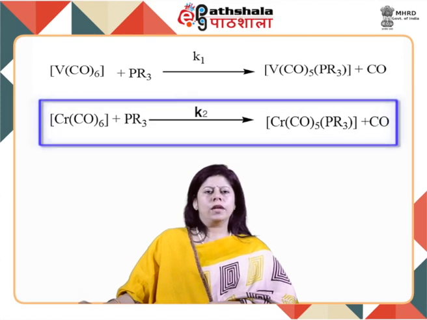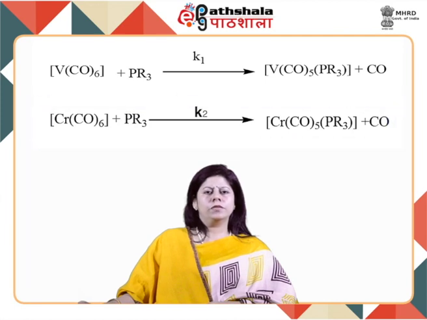The reaction of vanadium complex is about 10 to the power of 10 times faster than that of chromium complex, that is, k1 divided by k2 is equal to 10 to the power of 10. The exceptional reactivity of vanadium complex is due to the fact that it is a 17 electron system, which is generally far more labile than a comparable 18 electron system.